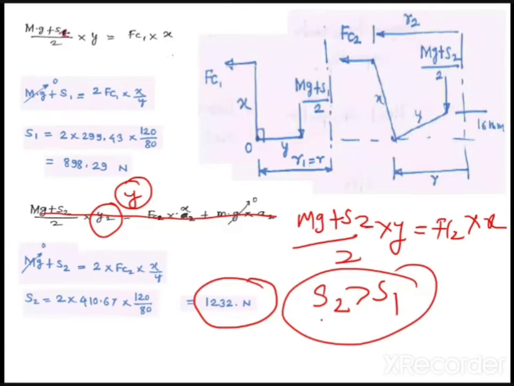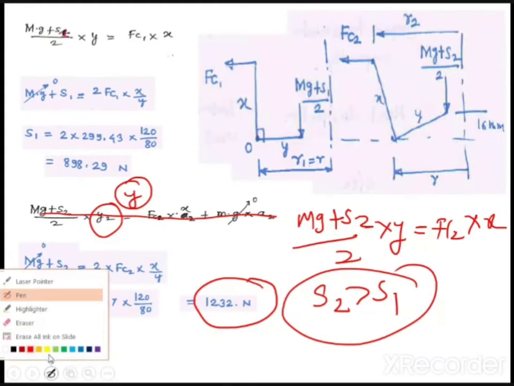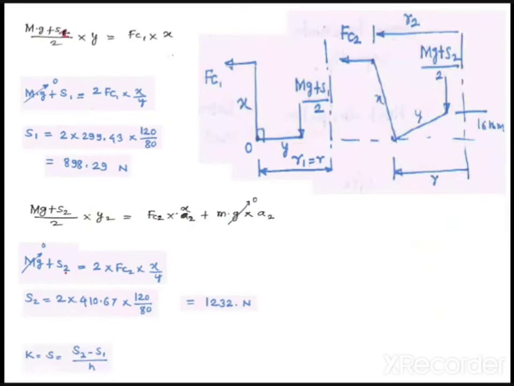So S2, the spring force, will obviously be greater than S1 because the compression is also more. So S2 is greater than S1, as we have understood. Is it clear? Now next, we know what the stiffness is. K is equal to S2 minus S1 divided by H, right? This is the stiffness. This we have already derived.